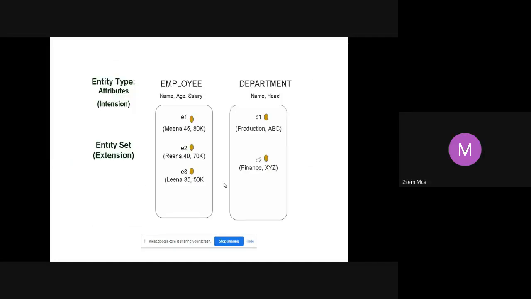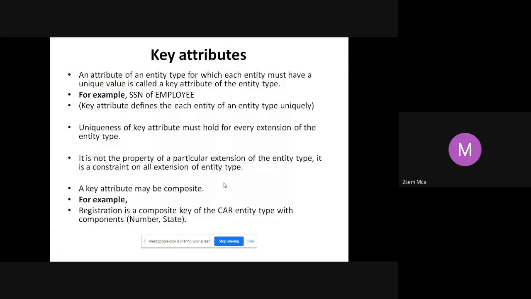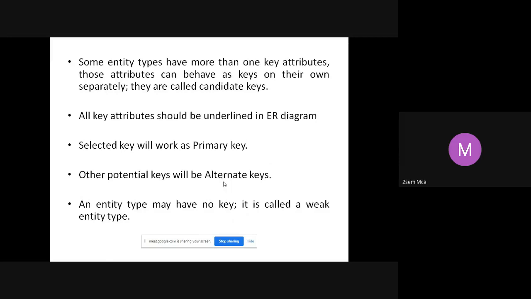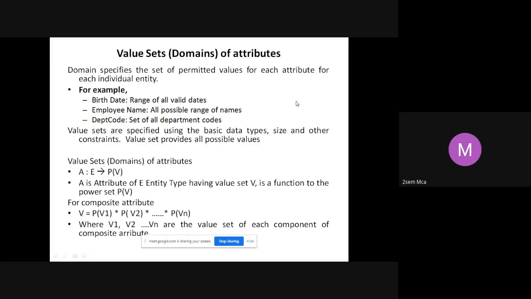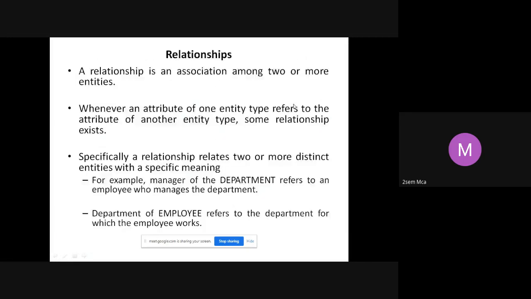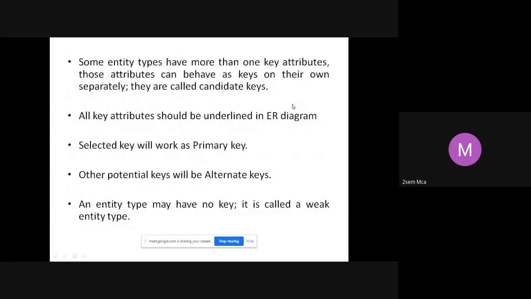We saw intension and extension. We saw what a key attribute is. We talked about primary key, and we took some examples of primary key. And then we saw what a candidate key is.